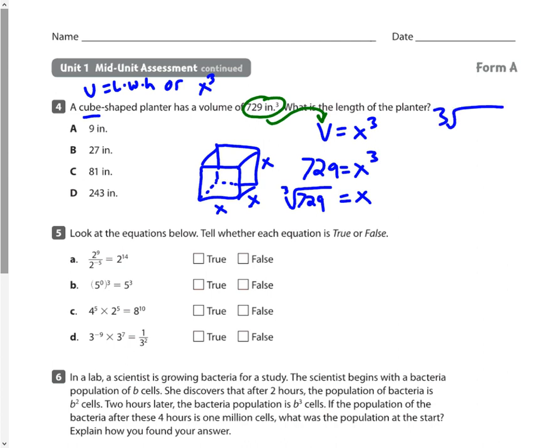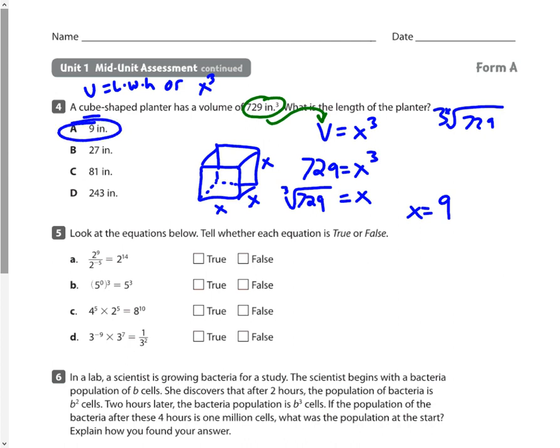And then on your calculator, it's got a little x root, and then you type in 729. It should end up equaling, I believe, 9. So the cube root of 729 is 9. And that means our answer, our side length, is 9 inches.